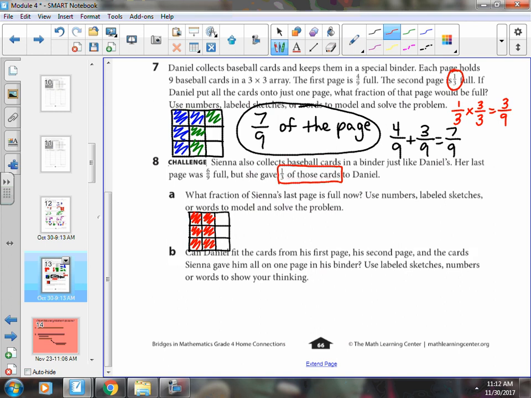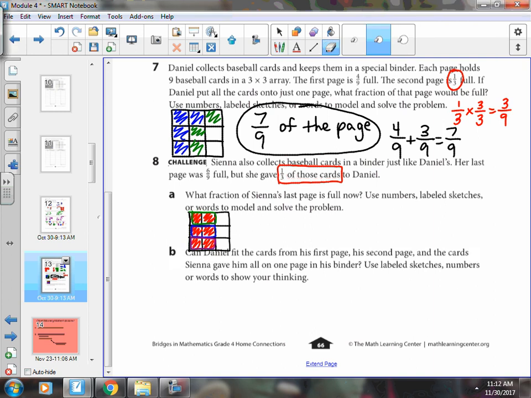Now, it says she gave 1/3 of those cards to Daniel. So not 1/3 of a page, 1/3 of these 6 cards. Can you imagine splitting these cards into thirds? There's 1/3. There's another third. There's another third. So it's not 1/3 of the page. It's 1/3 of those cards, which is 2 cards, right? 1/3 of those 6 cards would be 2 cards. So she's giving 2 cards to Daniel. 1/3 of her cards to Daniel.